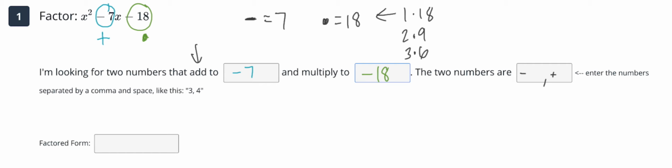So I'm looking for the ones that subtract to get 7, and that's right here. Okay, so 2 and 9 subtract to get 7. Now, what I want is to decide where my signs go on the 2 and the 9, so that when I add them, I get negative 7. So if I want my answer to be negative, I need the larger number to be negative, right? When I do 2 plus negative 9, that will equal negative 7. So my numbers are negative 9 and positive 2.